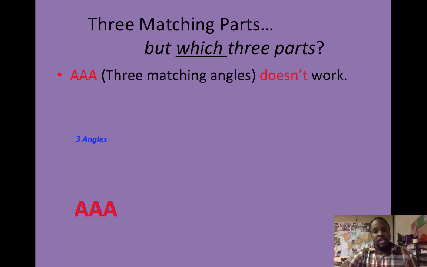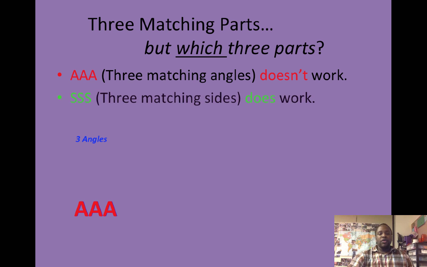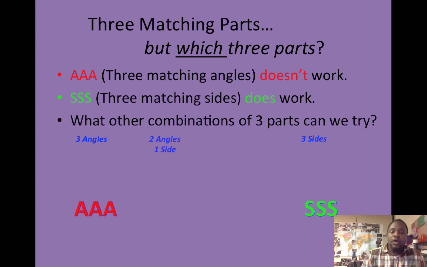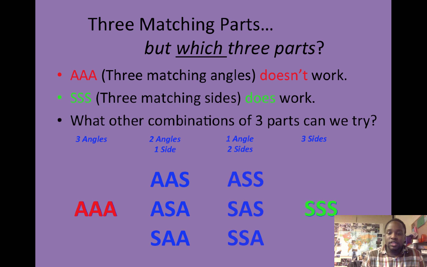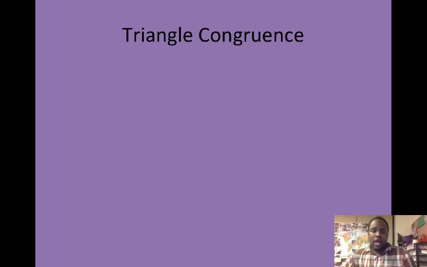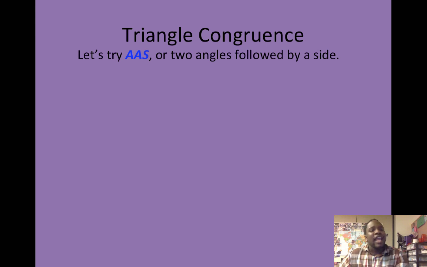So, we discussed that if we have three congruent angles, it doesn't work. But if we have three matching sides that are congruent, it does work. This lesson, we're going to be looking at the combinations. We're going to be looking at these 6 combinations to see which ones prove that triangles are congruent and which ones do not give us a sufficient amount of information. So here we go. All right, the first one that we're going to look at is AAS.